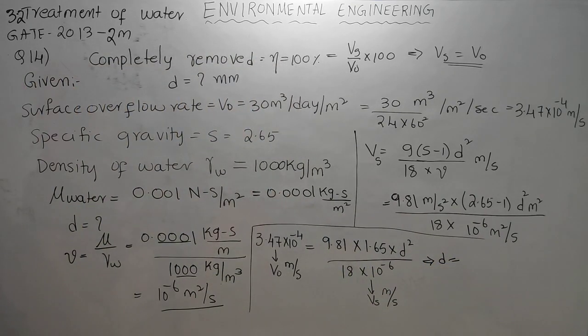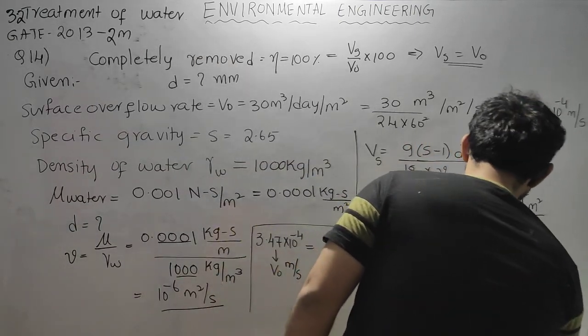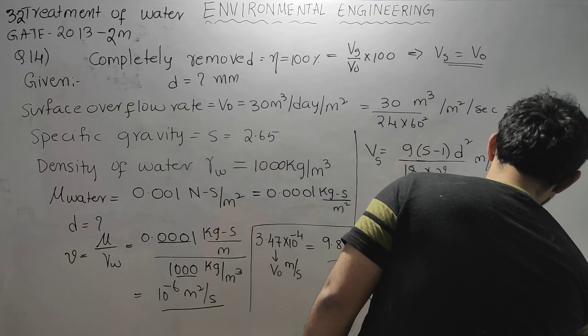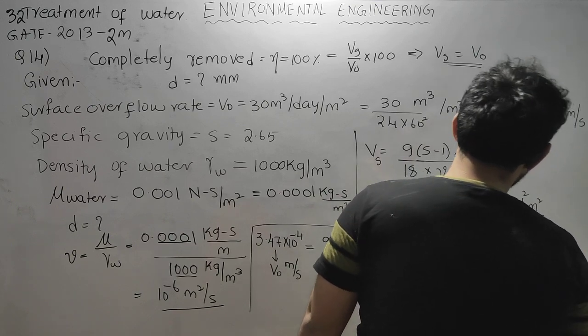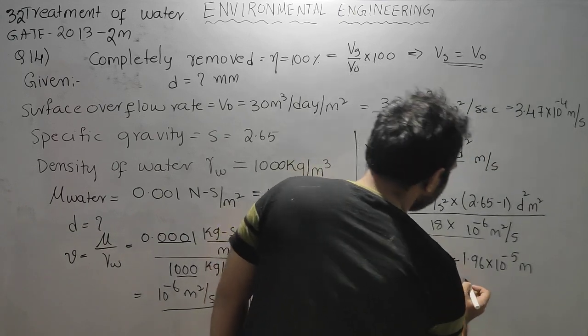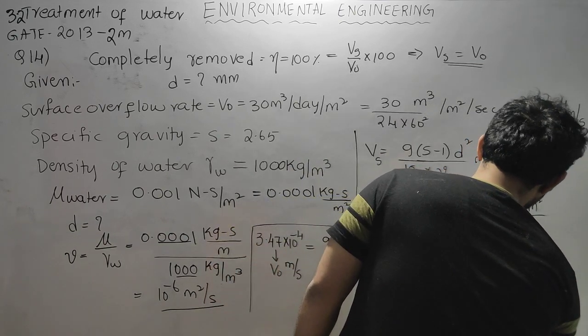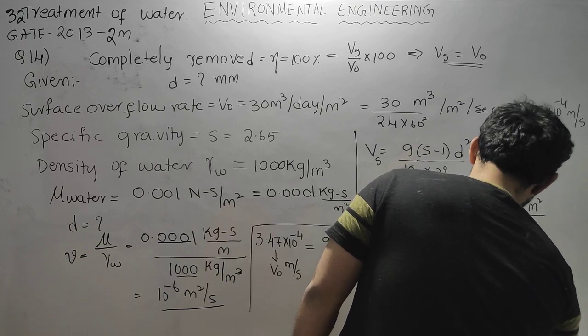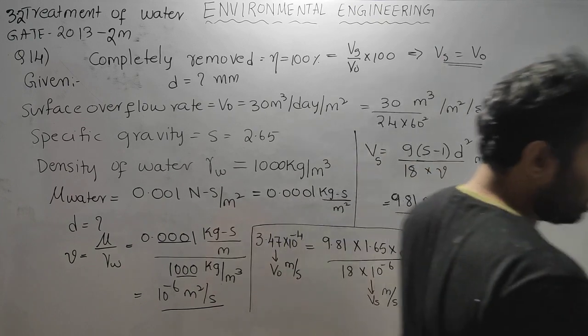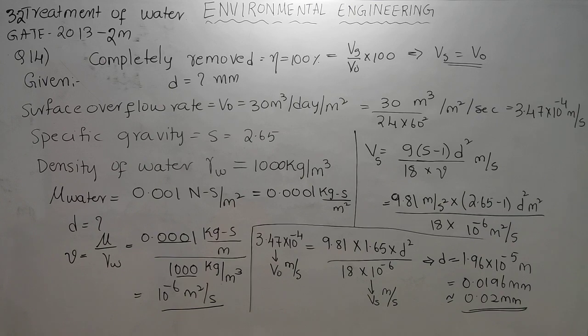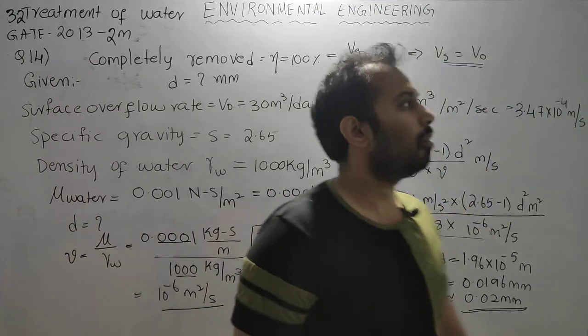If you solve that equation, we will get the D value as 1.96 into 10 to the power of minus 5 meter, which is nothing but 0.0196 mm. Approximately it is equal to 0.02 mm.